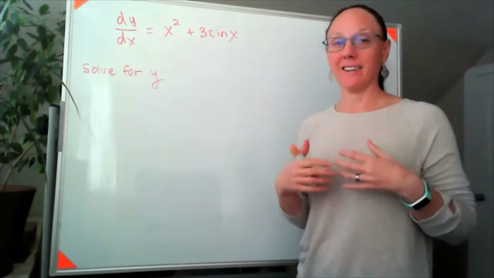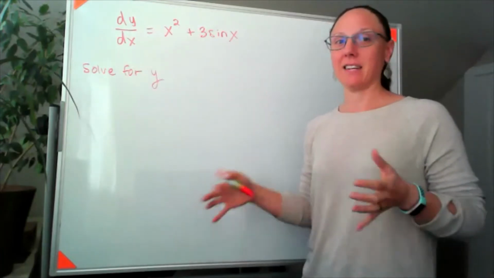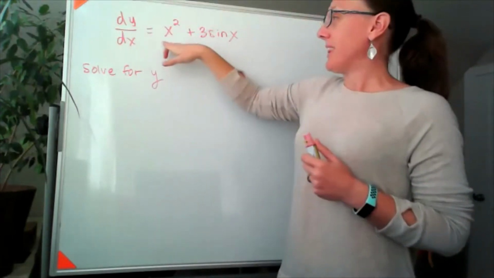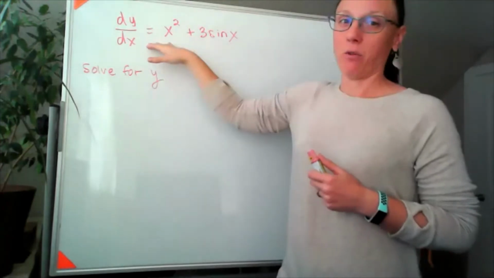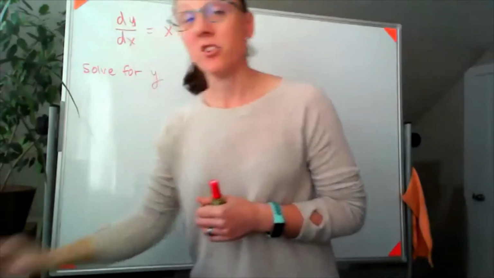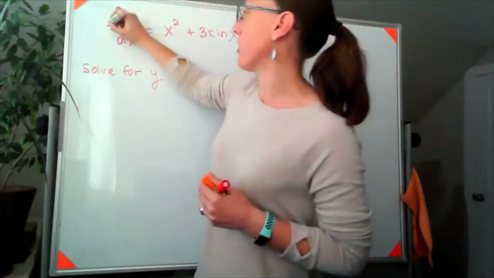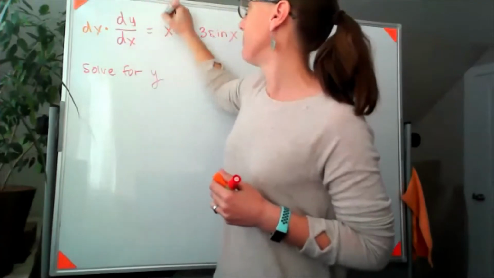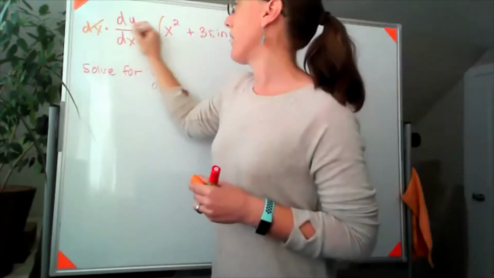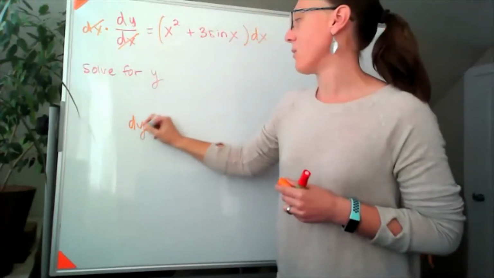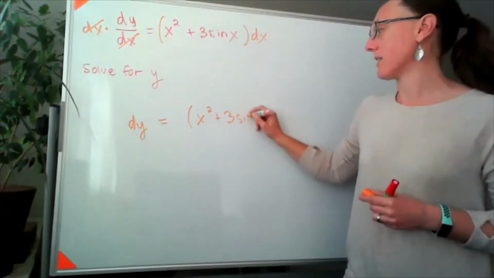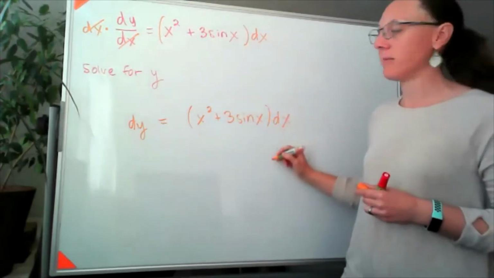Well, the more formal way to think about solving this differential equation and kind of tying that back to the idea of antiderivatives and integration, if I look at this, the only variable that I have over here is x's, and over here I have a dy/dx. And what I can do is multiply both sides of this equation by dx. When I do that and rewrite it, my dx's cancel out, and I have dy is equal to x squared plus 3 sine x dx.